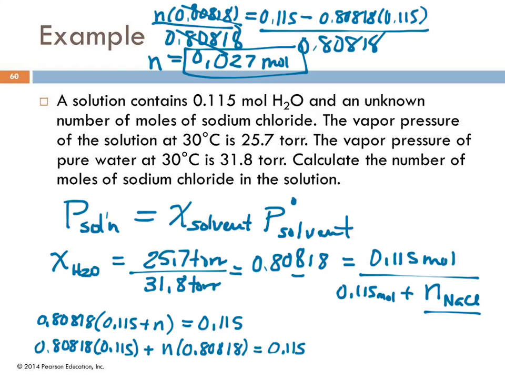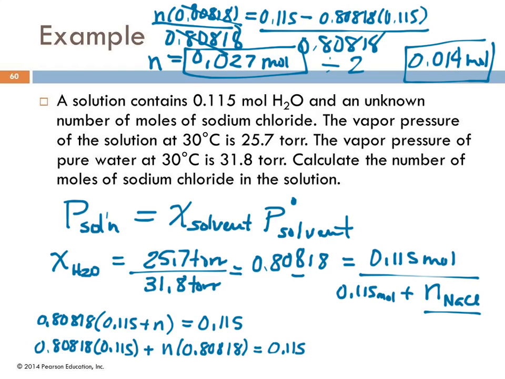We divide by 2, 0.014 moles. So 0.014 moles of sodium chloride would generate how many moles of ions? Twice as many, right? If we multiplied this by 2, then we get 0.054 moles. And if that was moles of sodium chloride, that would generate twice as many moles of ions.